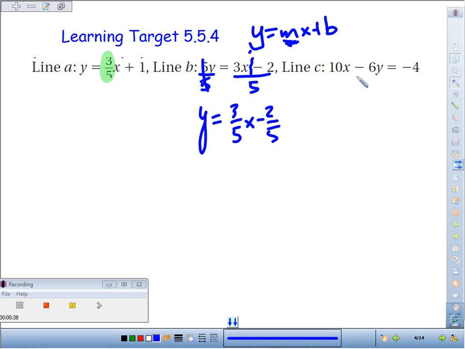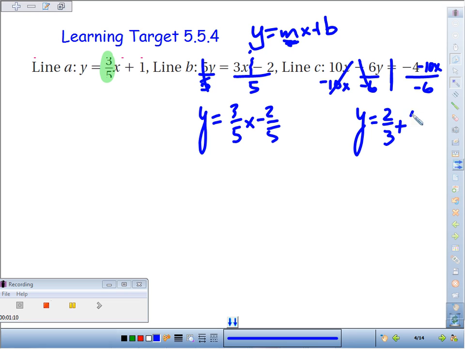Similarly, in C, we have to get y by itself first. So I'm going to subtract 10x from both sides. And then I'm going to divide by negative 6. The negatives and the 6's cancel. I end up getting y equals, now divide, negative 4 divided by negative 6 is a positive 2/3. Negative 10 divided by negative 6 would be a positive 5/3 times x.